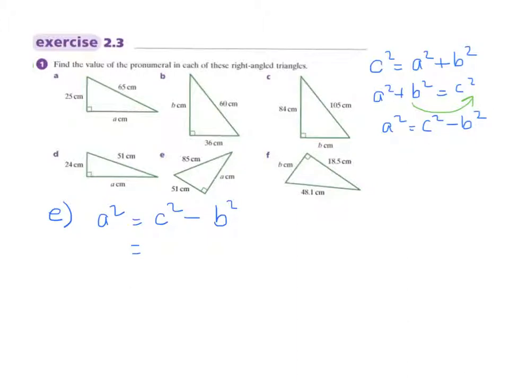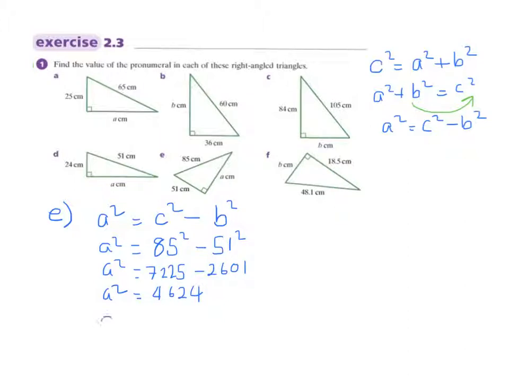My c, what's my c? There's my right angle, so it goes straight across. It's 85. So it's going to be 85 squared, take away b squared, which is 51 squared. That was my b there. Now, once I've got that, let's start putting it in a calculator, and I get 7225, take away 2601. Now I've got to take those away and I get 4624 in my calculator. Now all of this is still a squared.